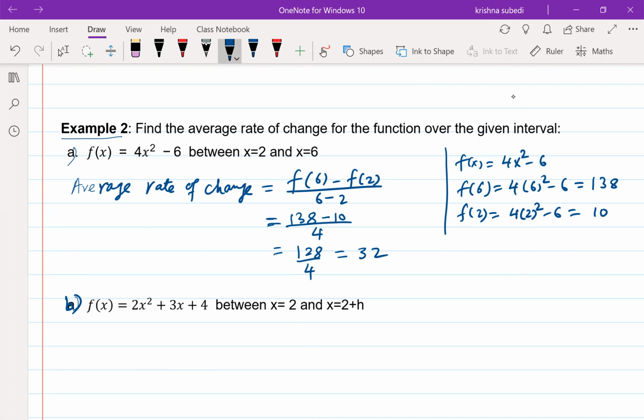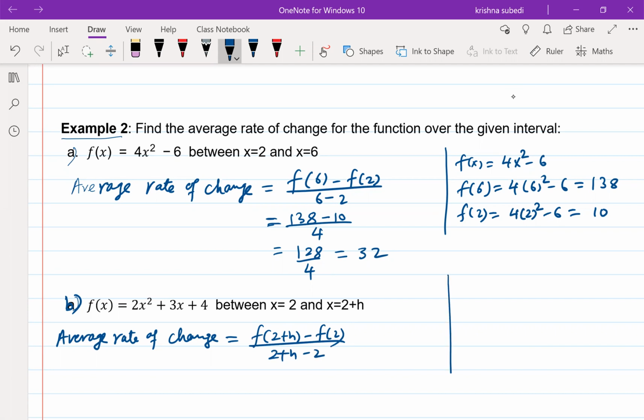Our function is given to be 2x squared plus 3x plus 4, and we want to find the average rate of change of this function between x equals 2 and x equals 2 plus h. So average rate of change equals f of 2 plus h minus f of 2 over 2 plus h minus 2.